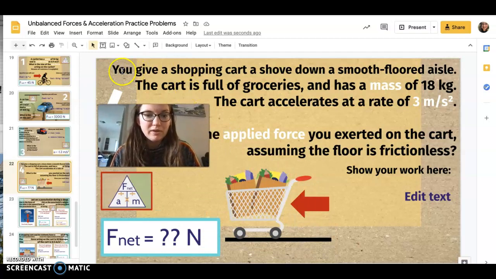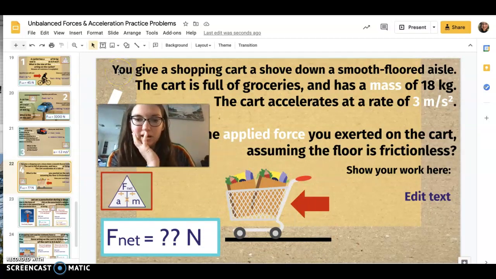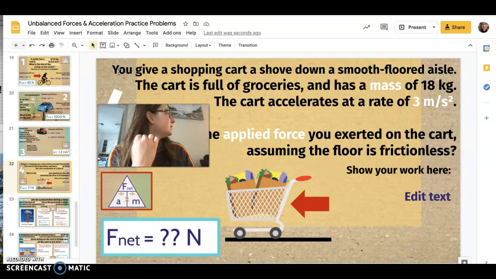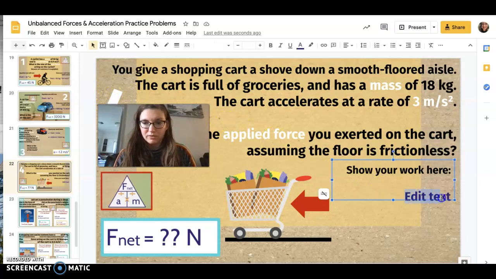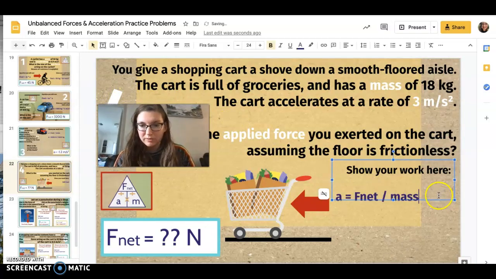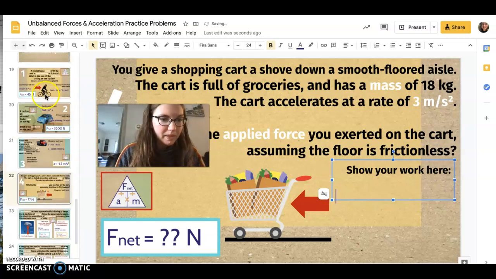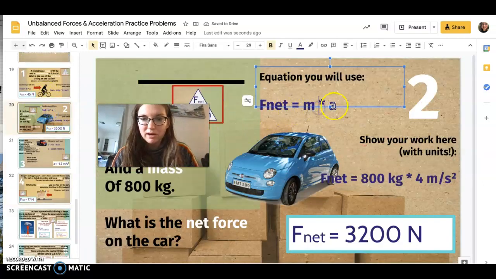Okay. You give a shopping cart a shove down a smooth floored aisle. The cart is full of groceries and has a mass of 18 kilograms. The cart accelerates at a rate of 3 meters per second squared. What is the applied force you exerted on the cart, assuming the floor is frictionless? Okay, so let's see what happens when I paste here. Okay, that's not the one I need. So we're looking for the F net equation. So I'm going to grab that from up here.